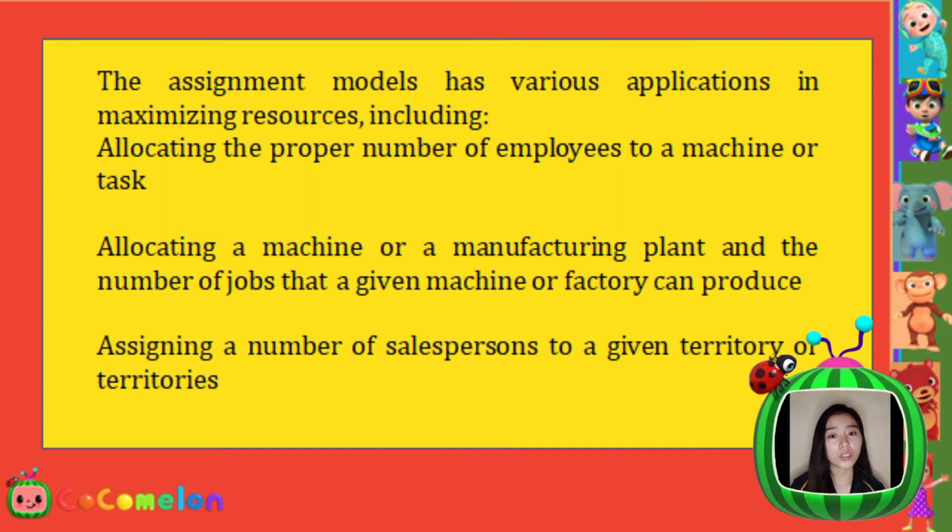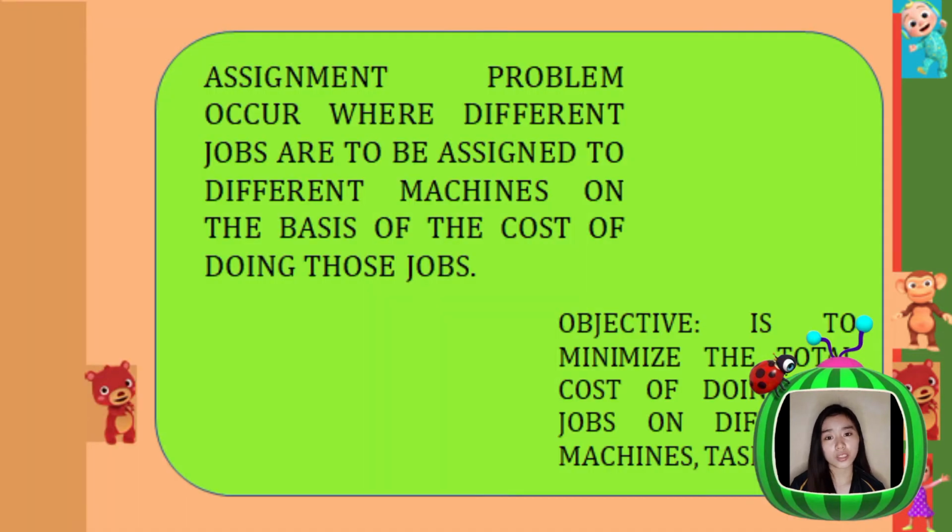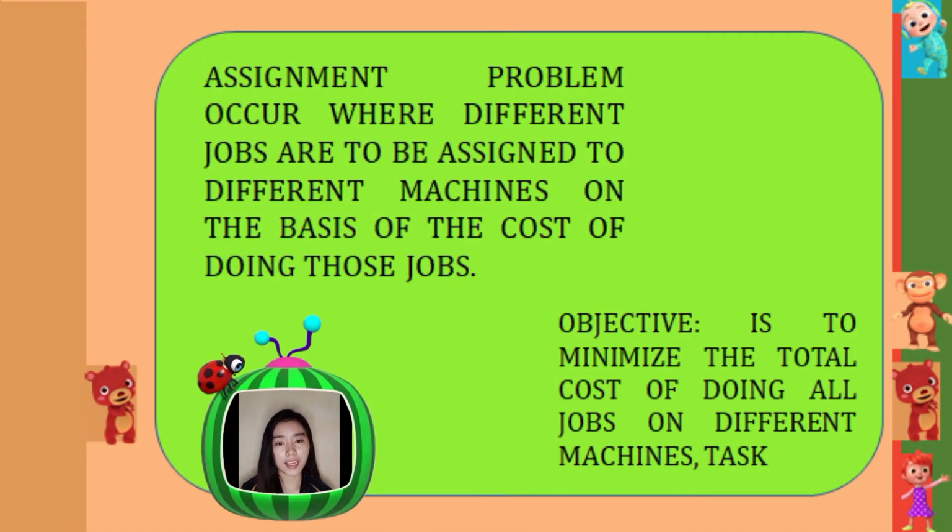Note that regardless of the resource being allocated or the task to be accomplished, the goal is to assign resources to maximize the profit produced by the task or project. So what is the assignment problem? In an assignment problem, different jobs are to be assigned to different machines on the basis of the cost of doing those jobs. Its objective is to minimize the total cost of doing all jobs on different machines.